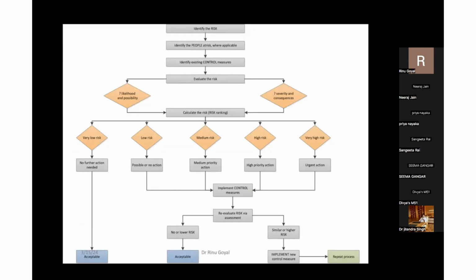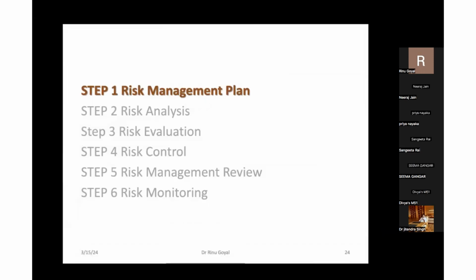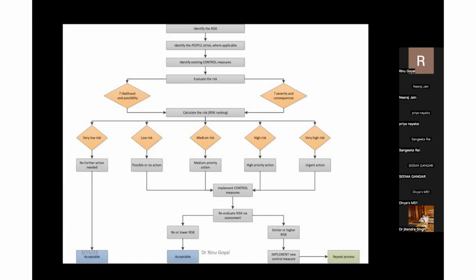This is from ISO 22367, from which I have taken the process flow, a very simple process which we can follow. Identify the risk. Identify the existing control measures if they are there. If you are starting a new activity, there may not be any control, but if you are assessing your existing activity, you may have certain control measures in place. Then evaluate the risk: assess the likelihood and probability, severity and consequence. Calculate the risk, which we will learn further down the line. Rank the risk accordingly: very low, low, medium, high, or very high.